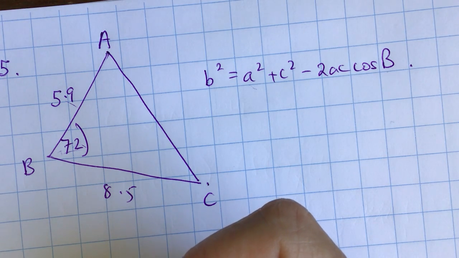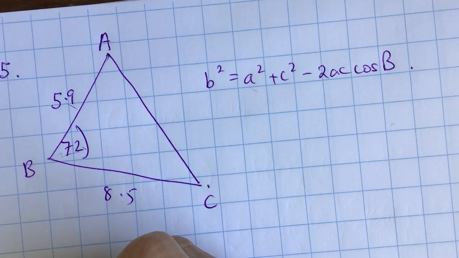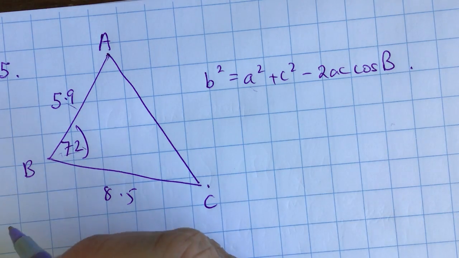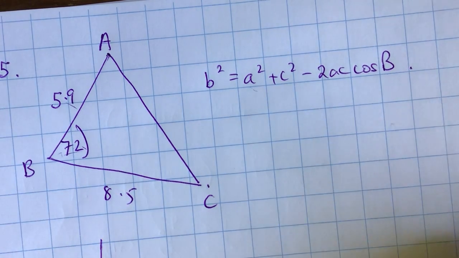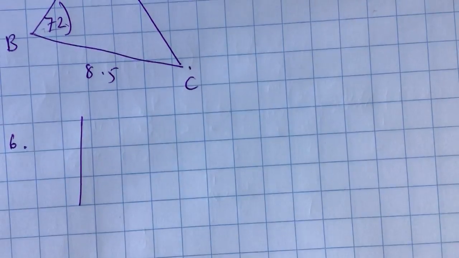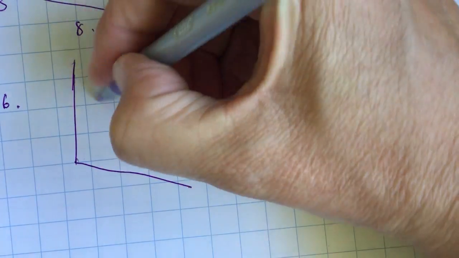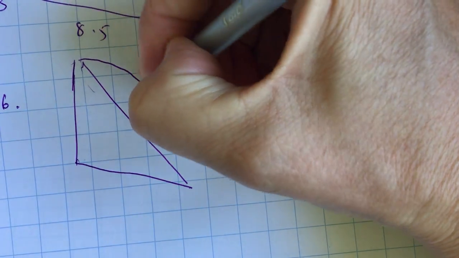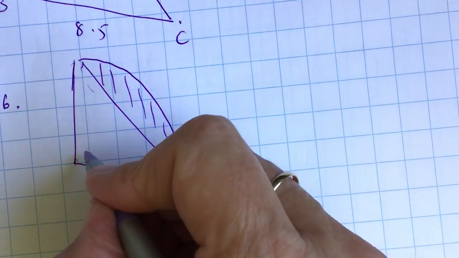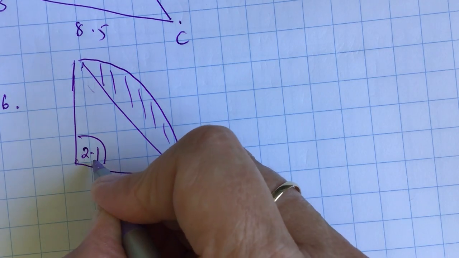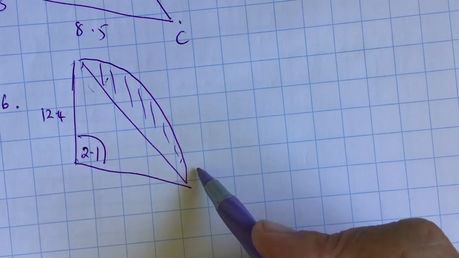If you are struggling with number 6, it probably means that we haven't yet taught you the radians. So I will just very briefly go through this one. If I just move my piece of paper up, you've got something like this. That's 2.1 and it's marked in as radians, and that's 12.4. And the question's asking us to find the area of this shaded bit.